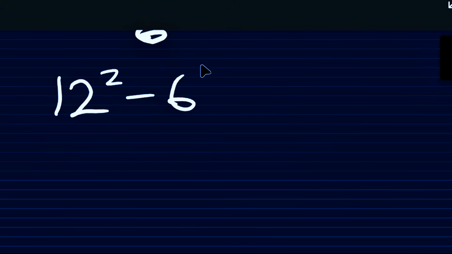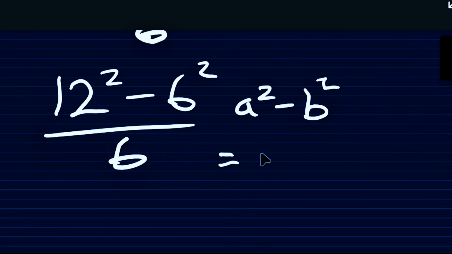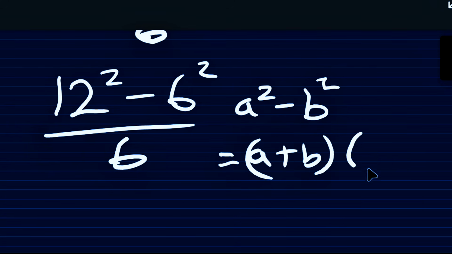Now, let's solve this question in the right way. The question was 12 squared minus 6 squared divided by 6. Now, this numerator is a difference of two squares. It is in the form of a squared minus b squared, and this equals a plus b multiplied by a minus b.